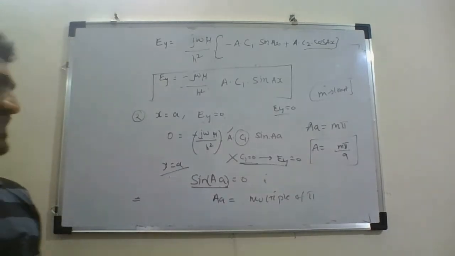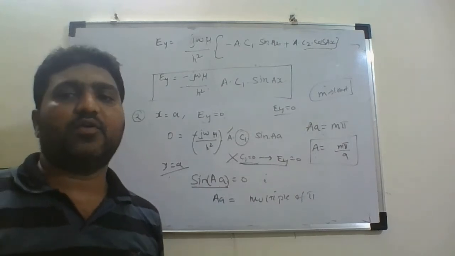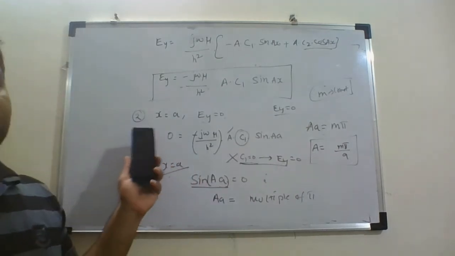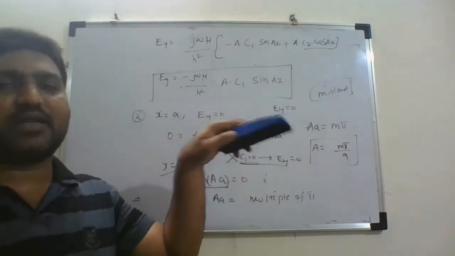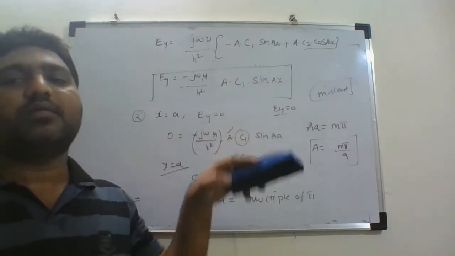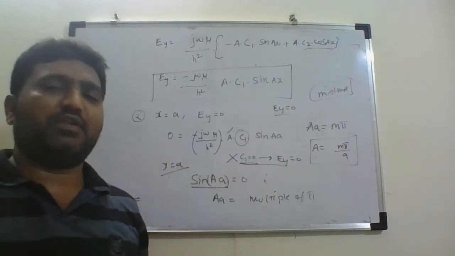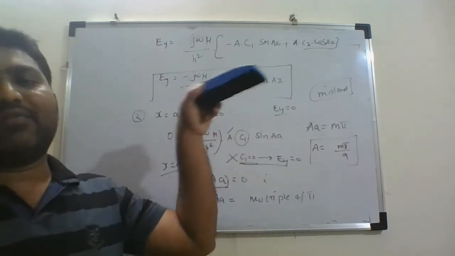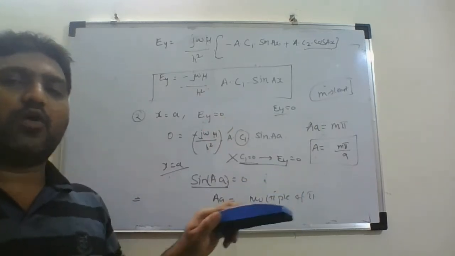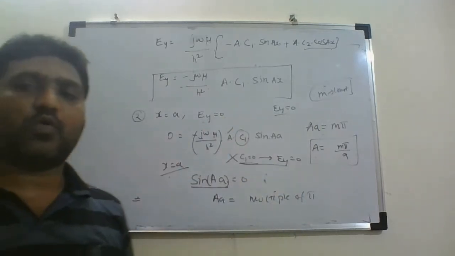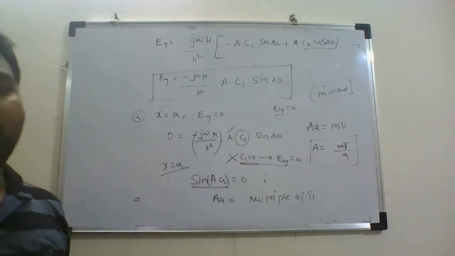This is the second boundary condition from which we can find out the value of A. The first conducting plate is placed at x equal to 0, where the electric field will be 0. Similarly, the second conducting plate is placed at x equal to A, and there also my electric field will be 0. This is the second boundary condition.